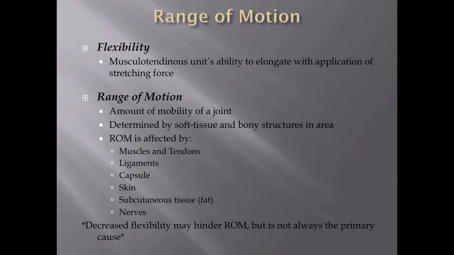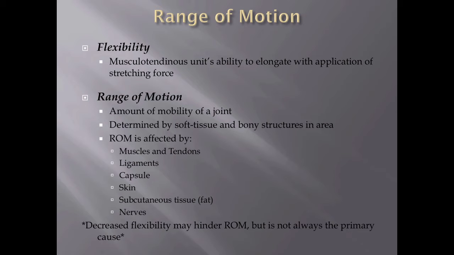And then subcutaneous fat. So somebody that has a large belly may be limited on how well they can bend forward and flex their trunk. And then lastly, nerves. So a nerve has the ability to move and glide as our body moves, as a joint moves, and if that nerve becomes tight and less mobile, think of the elbow and the ulnar nerve. That ulnar nerve can scar down, which will limit or hinder your ability to flex your elbow. So decreased flexibility may hinder your range of motion, but it's not always the primary cause.